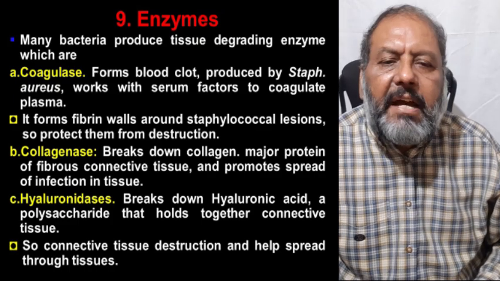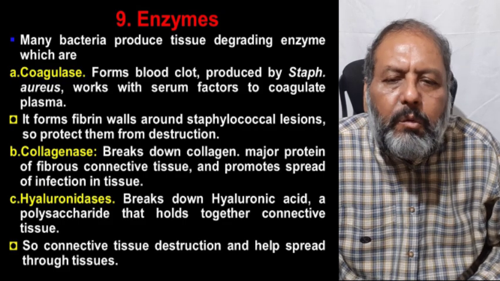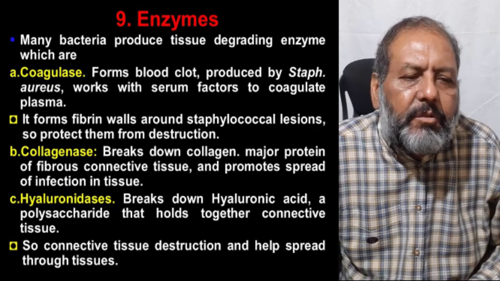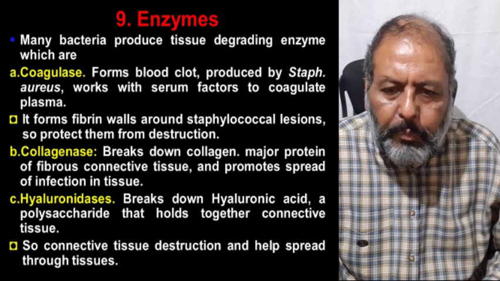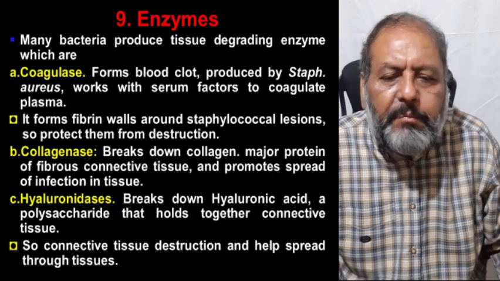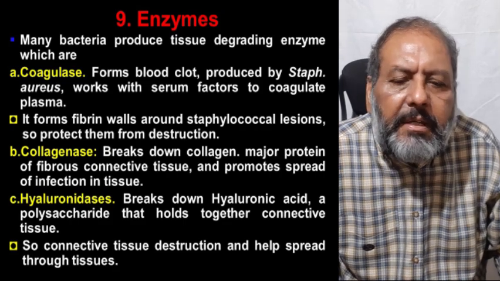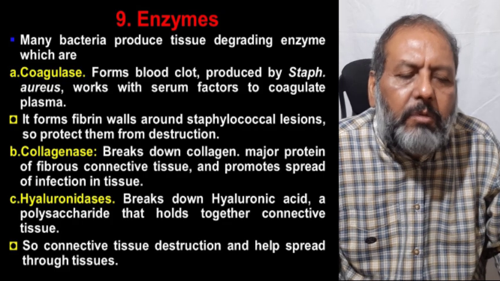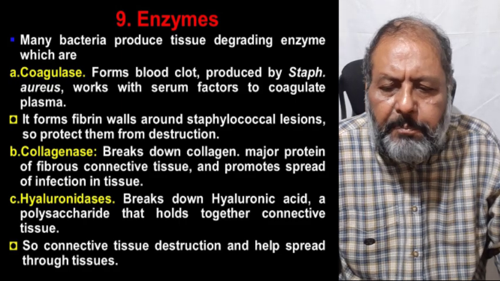So coming to the ninth parameter, the enzymes. Many bacteria produce tissue degrading enzymes. Coagulase forms blood clots; it is produced by Staph aureus and works with serum factors to coagulate plasma, so it forms fibrin walls around staphylococcal lesions to protect the bacteria from destruction. Collagenase, the name is explanatory, breaks down collagen, the major protein of fibrous connective tissue, and promotes spread of the infection into the tissues. Hyaluronidase breaks down hyaluronic acid, a polysaccharide that holds together connective tissue. So with connective tissue destruction, the bacteria just spread through the tissues.